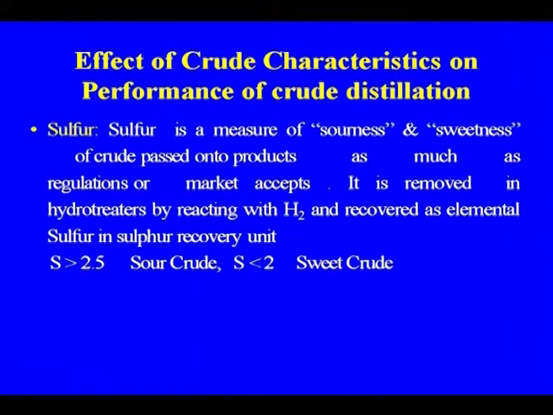Sulfur is the measure of the sourness and sweetness of the crude passed into the product, because it is the compound which is causing corrosion problems in the process. So, it is removed in the hydrotreaters by reacting with hydrogen and recovered as elemental sulfur. But if the sulfur content is higher, that will create corrosion problems, and in the subsequent stage the feed you are getting from the atmospheric or vacuum distillation column definitely has to be hydrotreated before it goes to either catalytic reforming or the FCC.